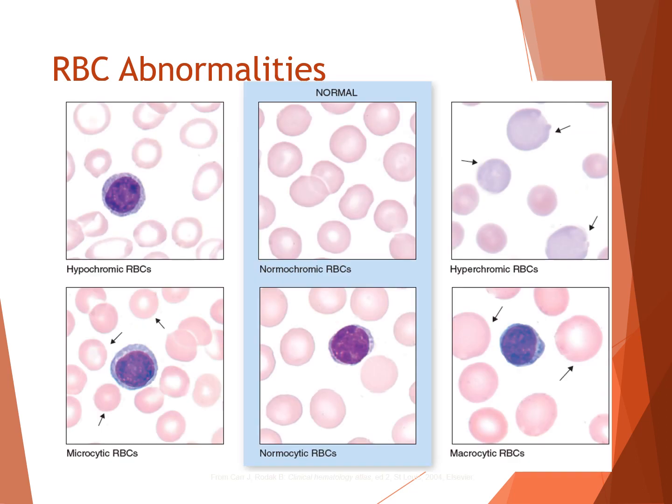Here are some micrographs that show normal red blood cells compared to abnormal red blood cells. So if we look at this top line, from left to right, we see a red blood cell that is hypochromic, and then on the opposite side, a red blood cell that is hyperchromic, and then what the normal one looks like in the center there. And then on the bottom, on the far left, a microcytic red blood cell compared to a normal red blood cell, and then a macrocytic red blood cell.